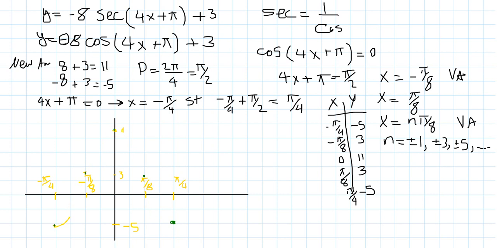Let's draw it better. Now I want to know what the graph of secant is. So I need to draw my vertical asymptotes. I know the vertical asymptotes are on minus pi over 8, and pi over 8, and so on. Continue here. Now to draw the graph of secant, I should draw it between the asymptotes.